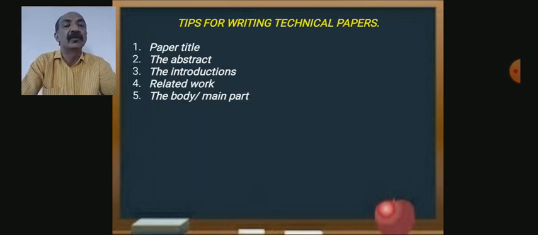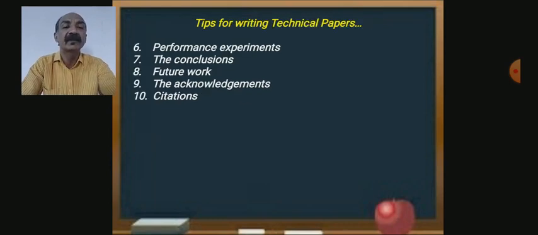Now let's see the third point, and it is about technical papers. Now look at these points. Paper title: how you have to give the title, what should be the abstract, what should be the introduction. If you are giving some related words, then what should be the main theme, the main part or the main body of your paper. Then how you are giving your experiments or examples. Then there should be a conclusion at the end, saying what you exactly want to say through this presentation.